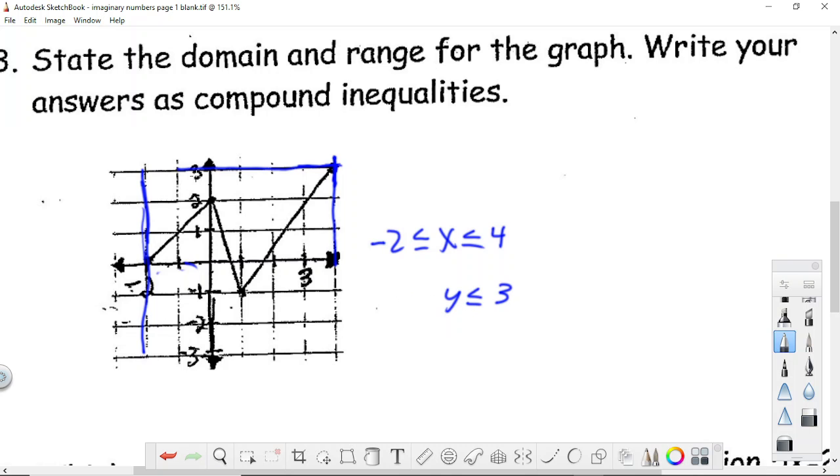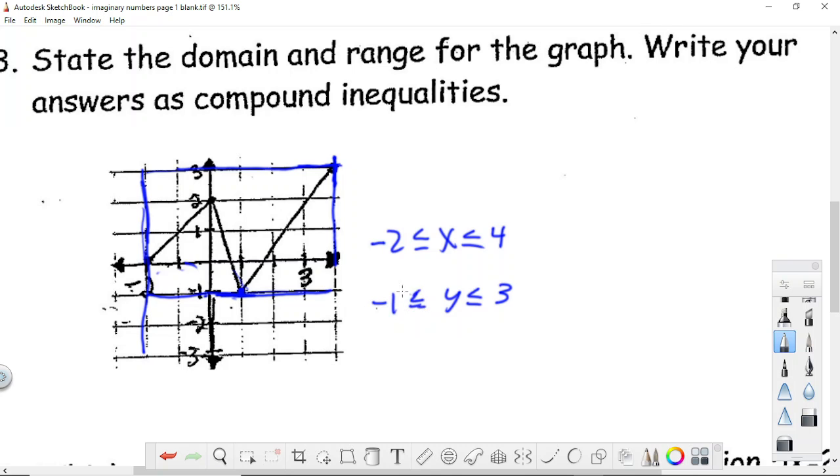But then how far down can y go? Well, let's see. The farthest down point of the graph is this right here. Okay, and what is that? We make a line there, the very bottom of that graph. And we see that's -1.